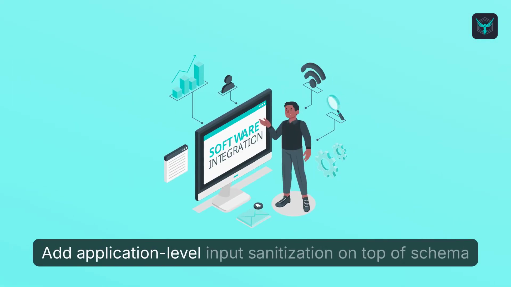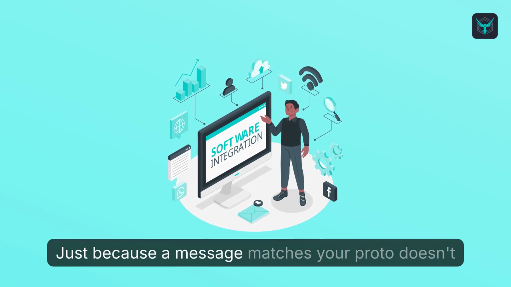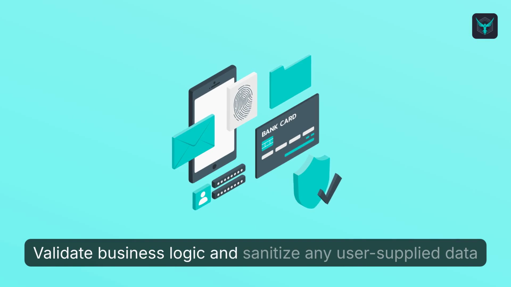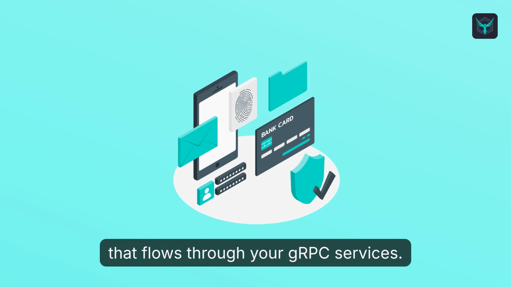Add application-level input sanitation on top of schema validation. Just because a message matches your proto doesn't mean it's safe. Validate business logic and sanitize any user-supplied data that flows through your gRPC services.